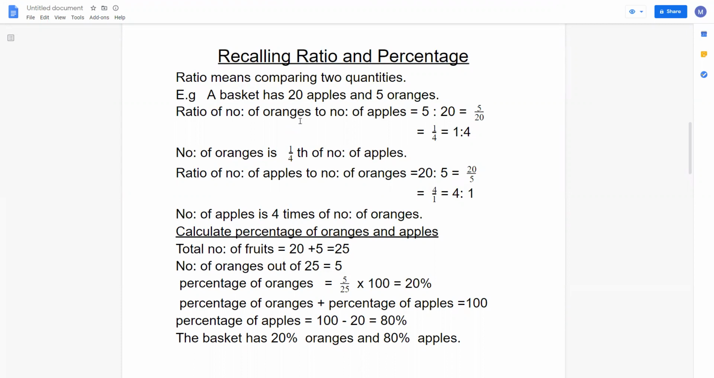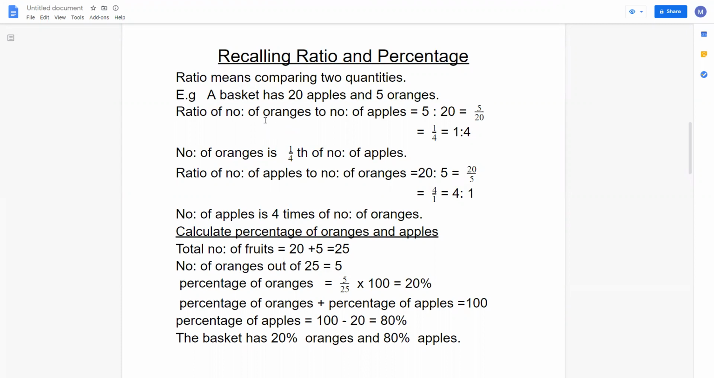See, what is ratio? When we will get ratio? When we compare two quantities, we will get ratio. So ratio means comparing two quantities. Okay, this beginning we already learned in smaller classes.